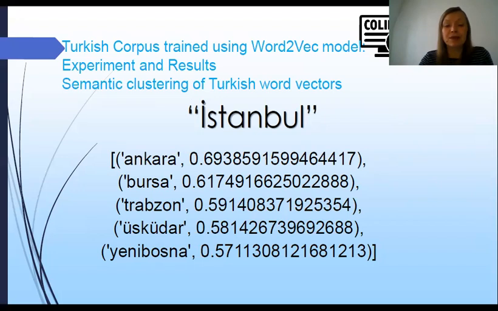Istanbul and Ankara vectors are clustered together, referring to semantic relations between the words Istanbul and Ankara, two important cities of Turkey. As for vectors such as Bursa and Trabzon, they are clustered together, referring to the lexical paradigm of the words representing other important city names of Turkey. The word vectors Üsküdar and Yeni Bosna are clustered together with the word vector Istanbul because the words Üsküdar and Yeni Bosna represent names of two important districts of Istanbul.